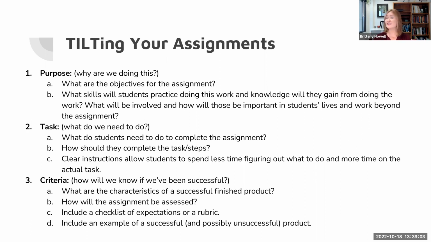The third section of a tilted assignment, right at the top, is the criterion. How will a student know if they've done it well, if they've been successful? What are the characteristics you hope to see in a finished product? How will the assignment be assessed? Might go here. Maybe a checklist, expectations, a rubric could go here. Include an example of a successful assignment or paragraph or problem solved.